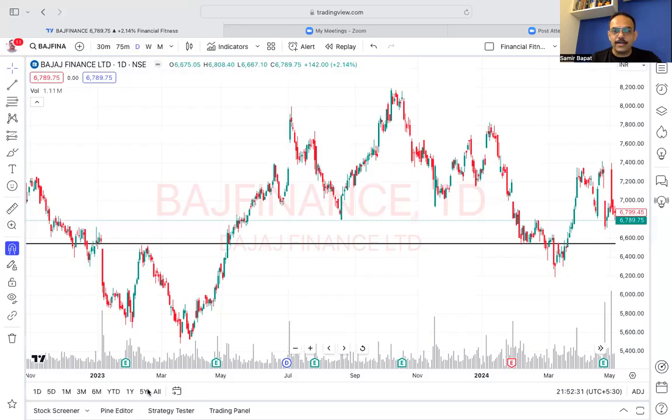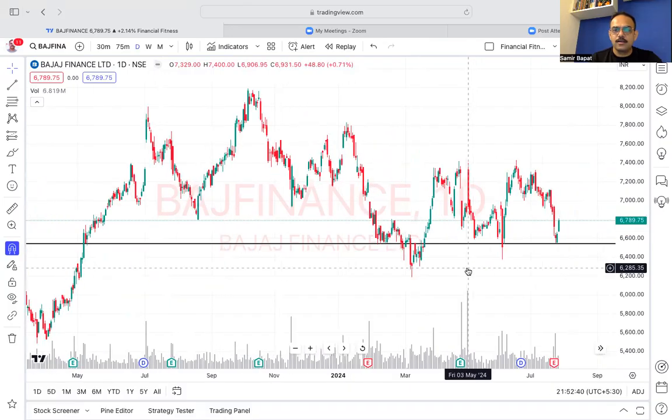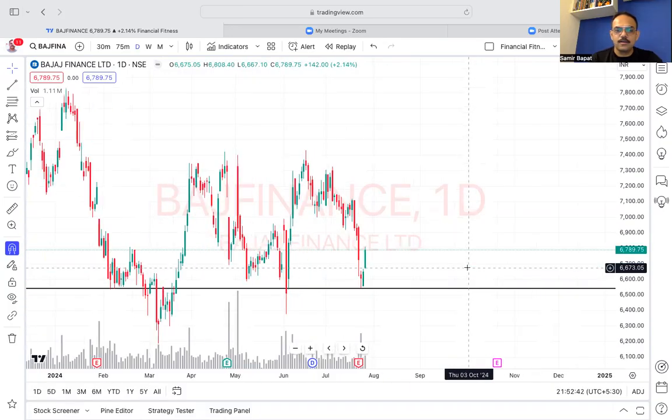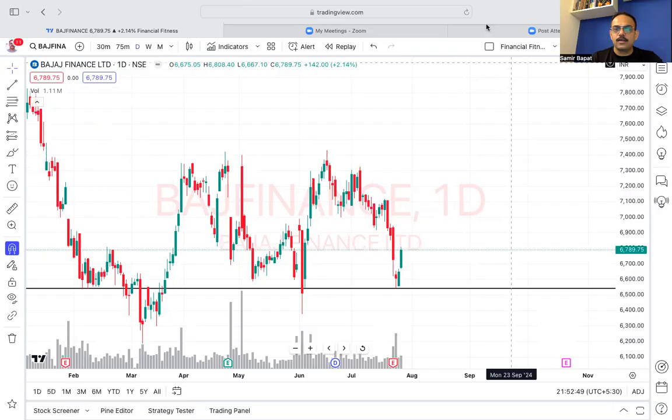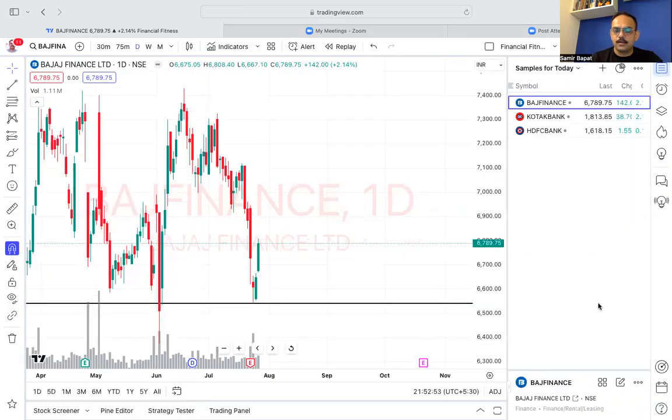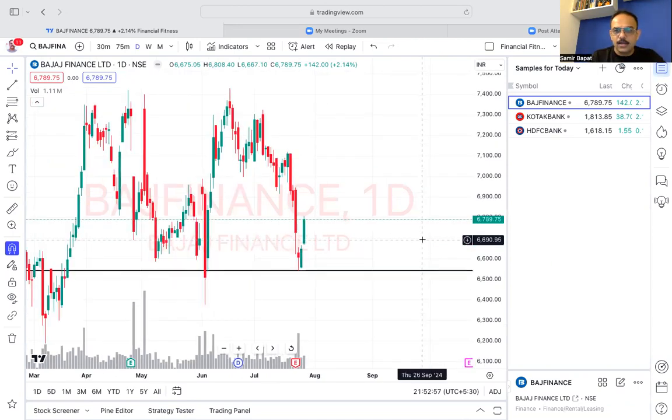Why is it important? Now I have, okay, you can see the Bajaj Finance chart, right? Now if you see Bajaj Finance, this is our reversal pattern done.